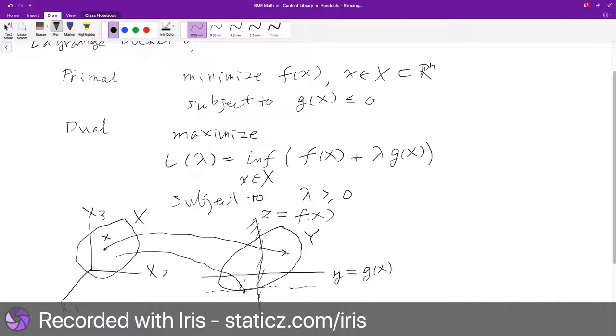Of course, there could be other cases where the solution is on the boundary. For example, if this region goes this way and we consider the left side, in this case the smallest value of f(x) is actually on the boundary, because y has to be non-positive. So this is the lowest one here. Even though there are lower values here, they don't satisfy the constraint.